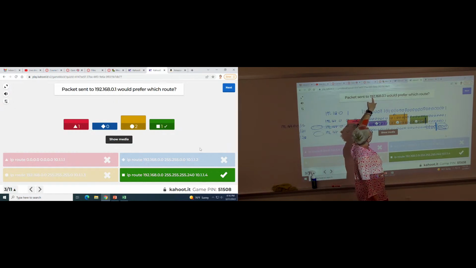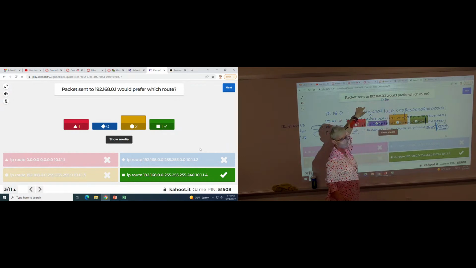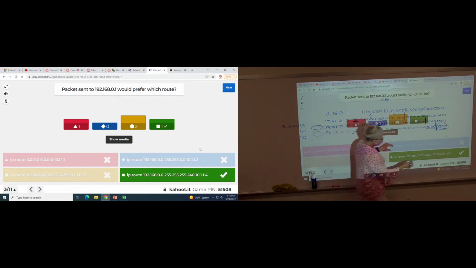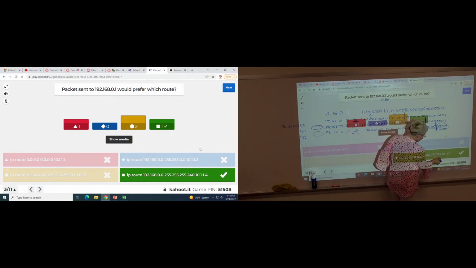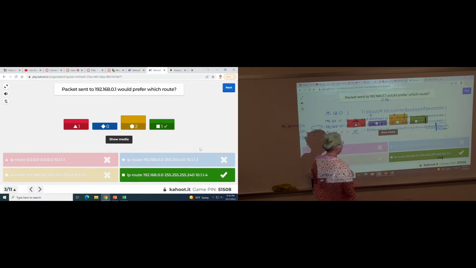Now, what if this had been 192.168.0.16? Right, because then we would get a mismatch, right? It would look like this, and that would give us a mismatch. And it would be the second one, because the 24 bits would match.